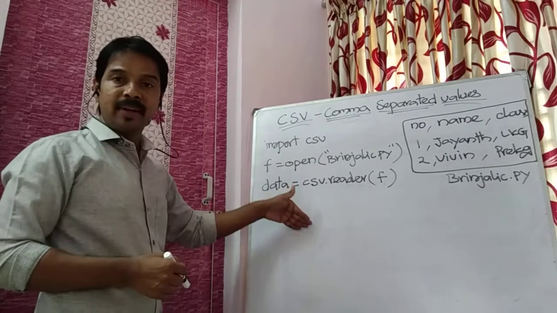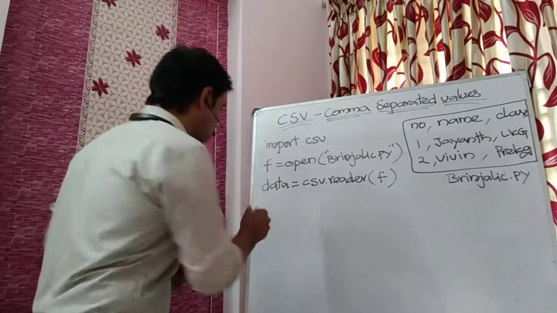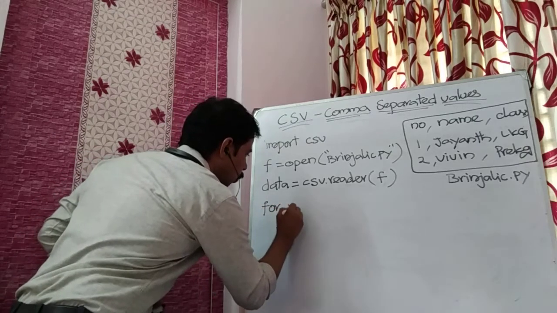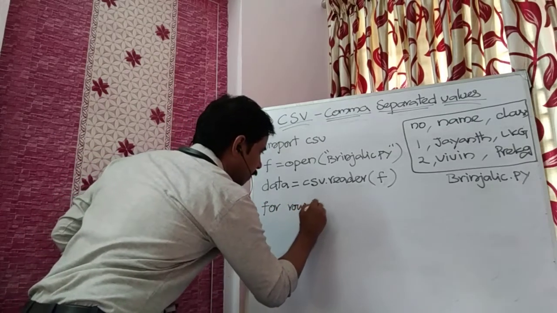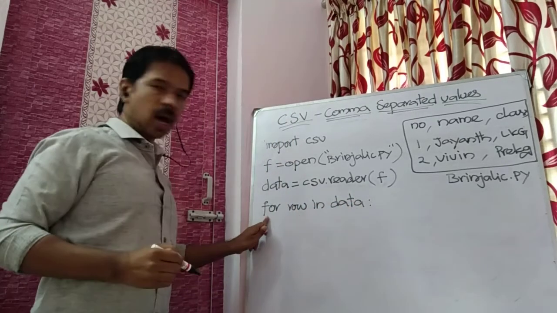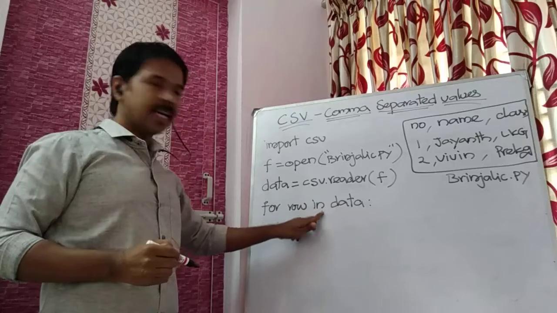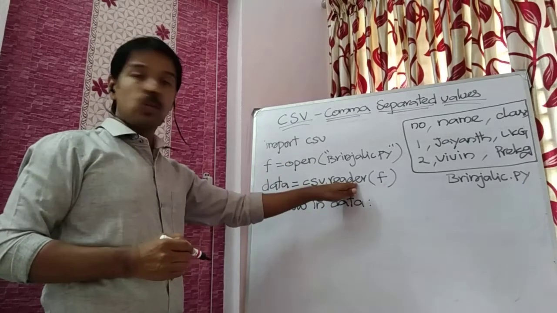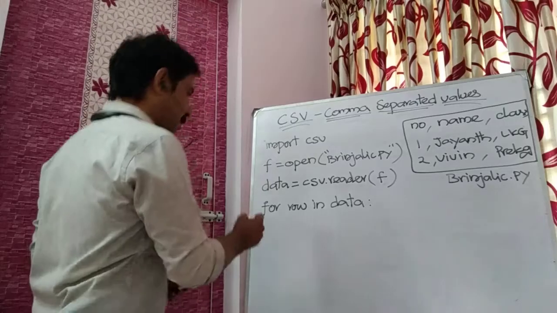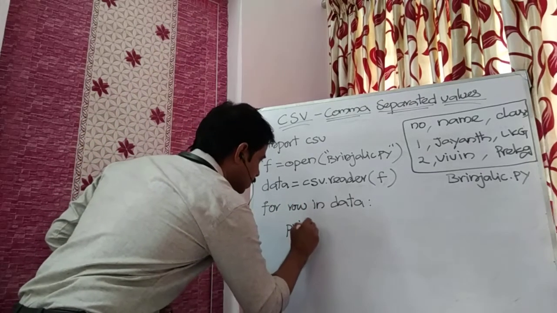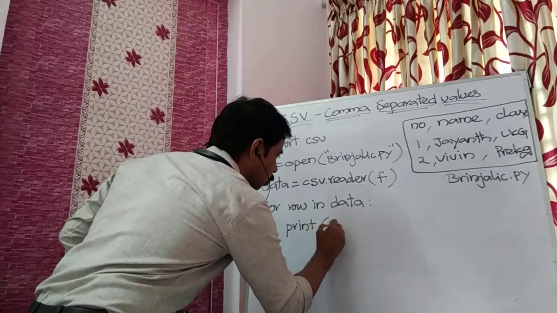We have read the data into the variable data. Now we can print it on the screen. How? for row in data. Data means the data which you read through the reader object. Then I simply give print row.